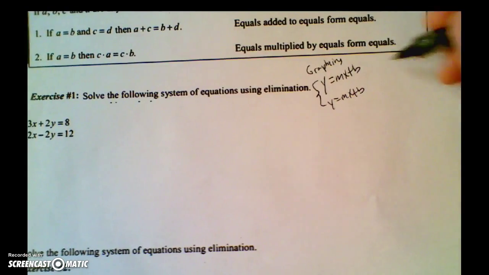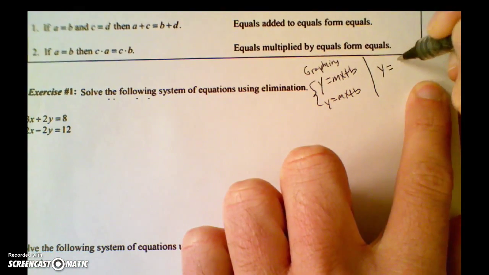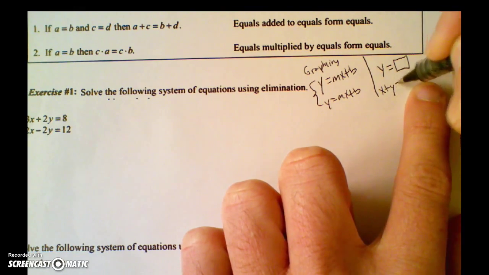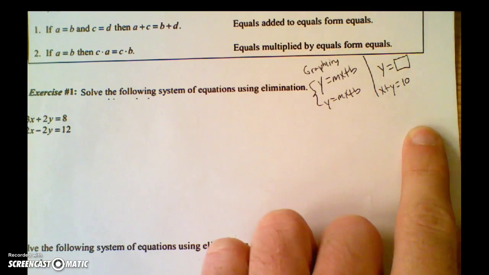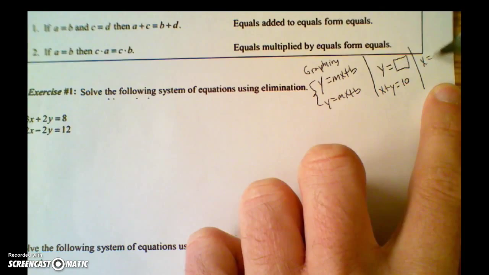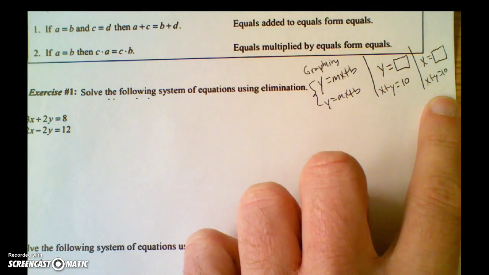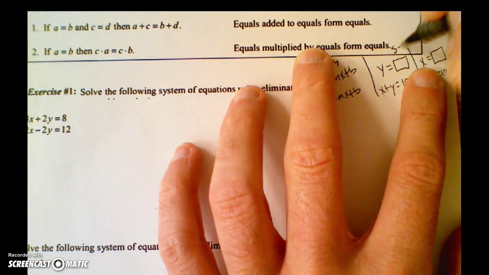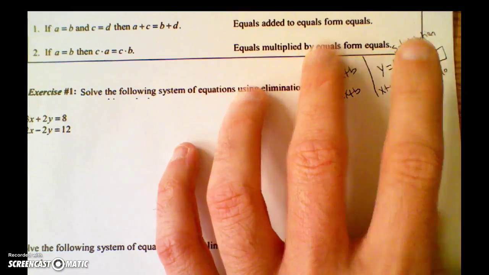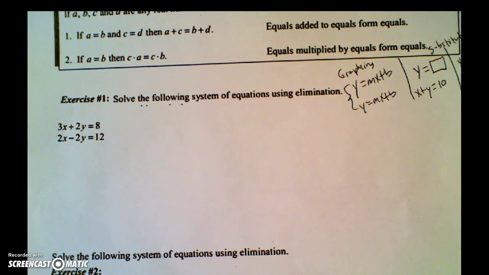And then for substitution, we had one of the variables solved for, like y equals some number, and then we had x plus y equals something. Or it was x equals something, and then you plugged it in for x and solved from there. So that was our substitution type. Alright, so elimination is our third method.